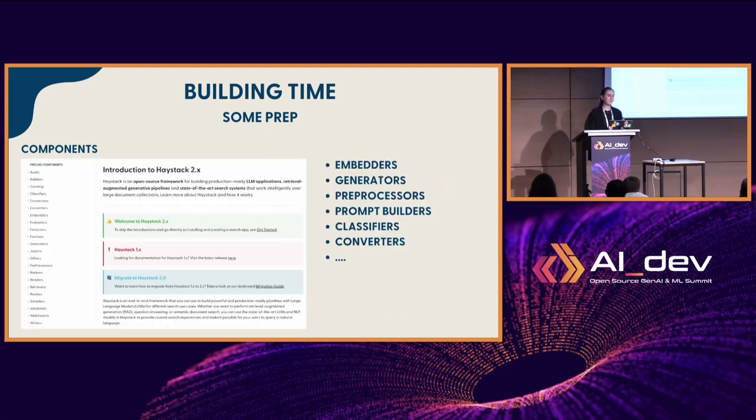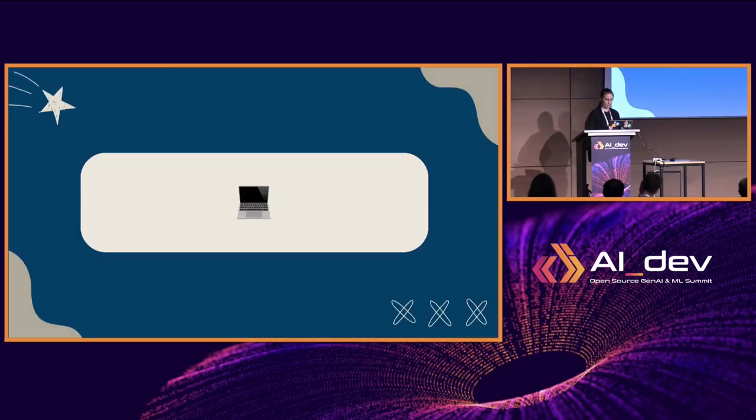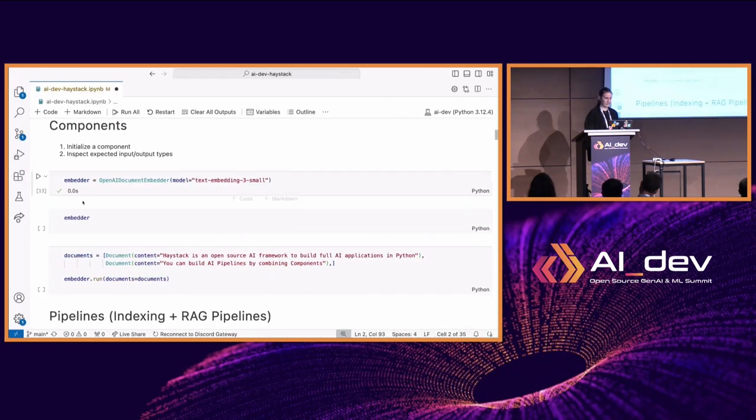Of course, we do have many of these components available in Haystack, so it's not like you have to go ahead and create all your components yourself. This is just a bunch of them. We've got embedders, generators, preprocessors, prompt builders, and so on. You get the idea. So with this, I think it's time for me to switch over to VS Code and hope that everything runs correctly.